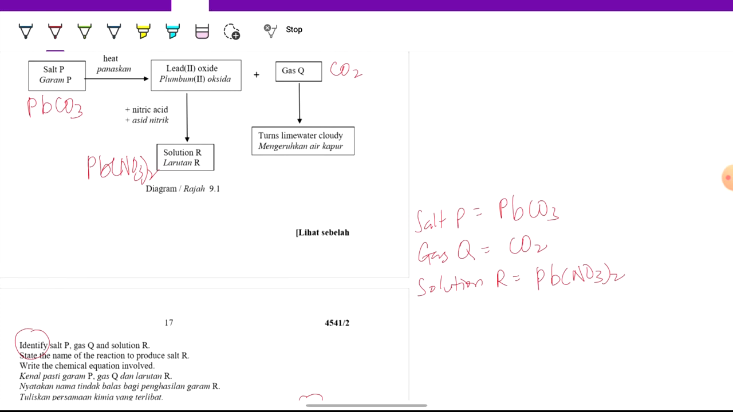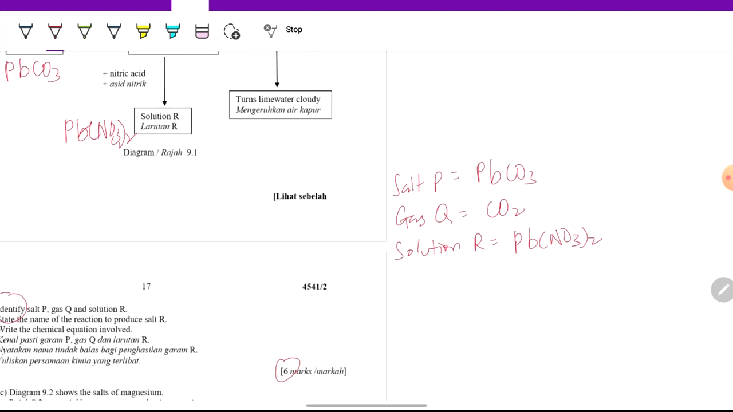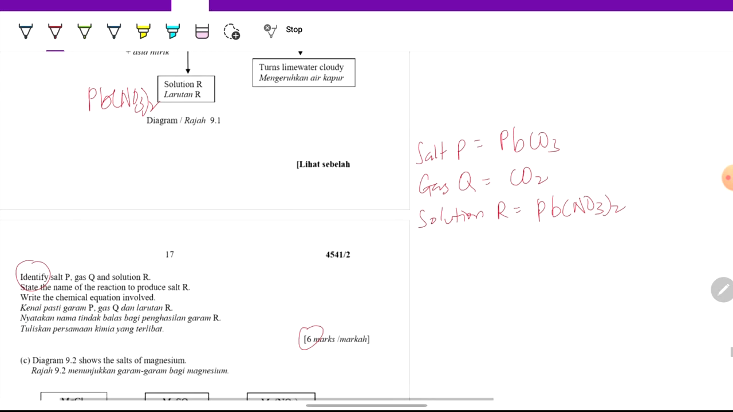State the name of the reaction for producing salt R. It is the metal oxide reacting with nitric acid. The metal oxide is actually the base, reacting with acid to produce salt and water. So it is a neutralization. That is the name of the reaction.